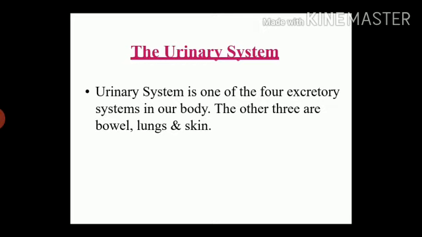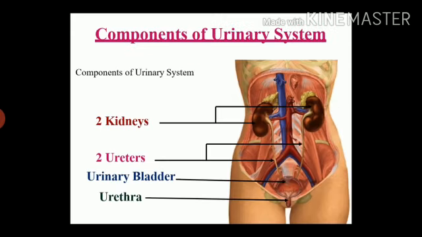The urinary system is one of our four excretory systems in our body. The other three are bowel, lungs as well as skin. So basically in our first chapter of digestive system we have seen that bowel excretes stool while lungs excrete carbon dioxide and skin excretes sweat.